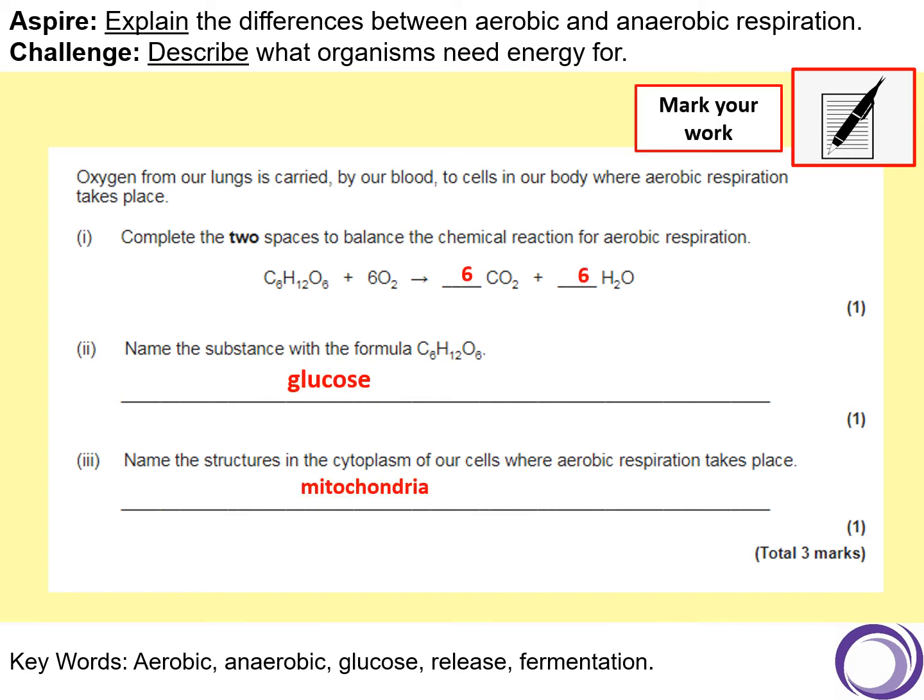Okay, so the answers to those questions: it's C6H12O6 plus 6O2 gives 6CO2 plus 6H2O. The substance within the formula that is C6H12O6 is glucose, and the structures in the cytoplasm of our cells where aerobic respiration takes place is in the mitochondria.